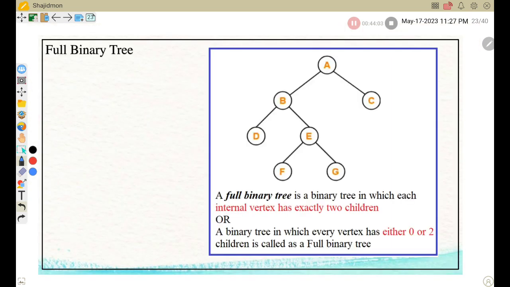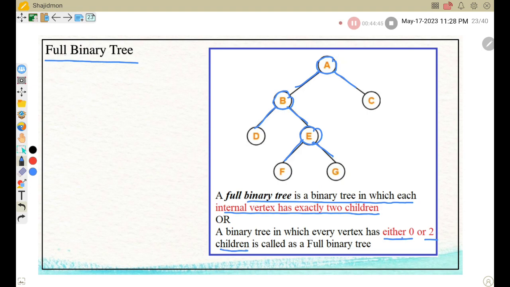Now again, full binary tree, this is more important. What is the meaning of full binary tree? Full binary tree means it is a binary tree where each internal vertex has exactly 2 children. Not 1, not possible, 2 children. All the parents should have 2 children, internal vertices having 2 children. For example A, we have 2 children here. For example B, how many children? 2. For example E, how many children are there? 2. Like that. All internal vertices should have 2 children. Otherwise, we can say either we have 0 children or 2 children, one not possible.